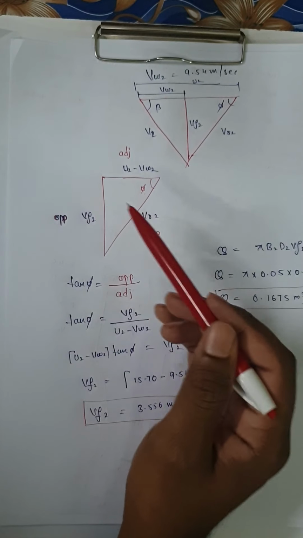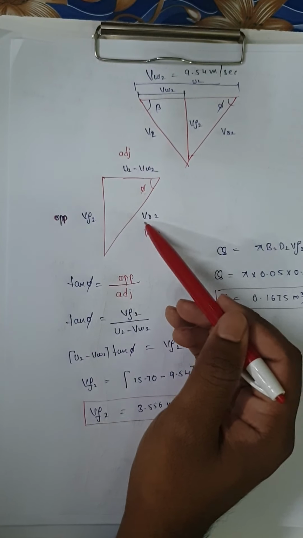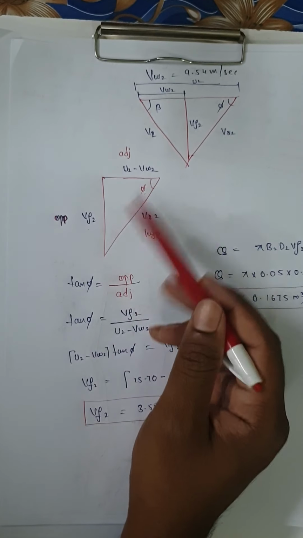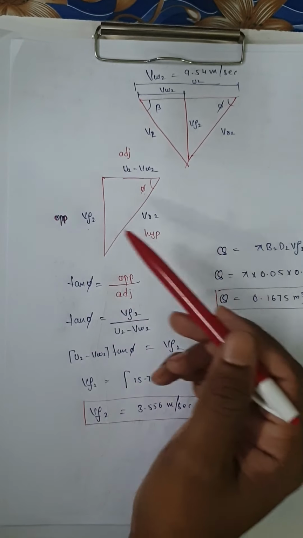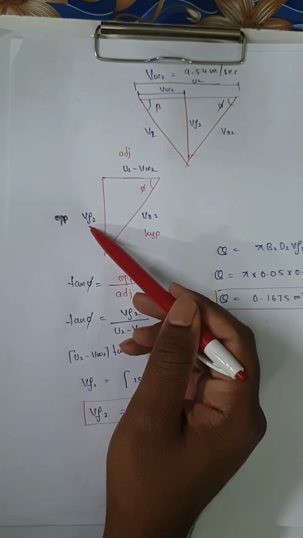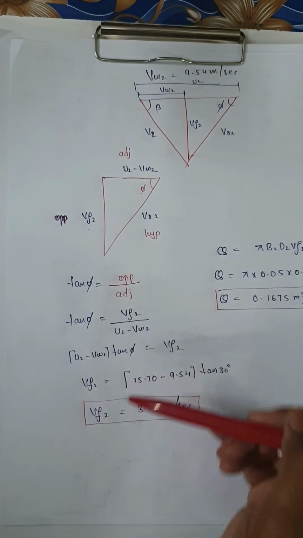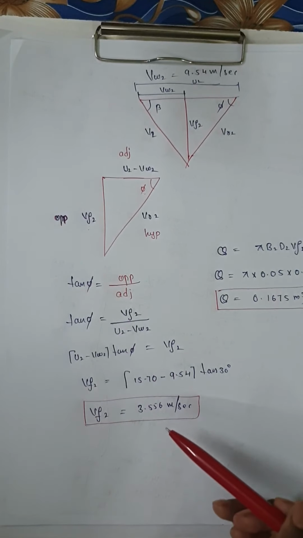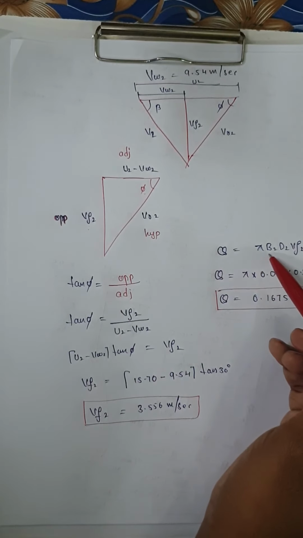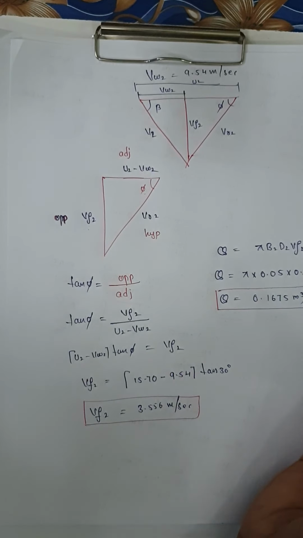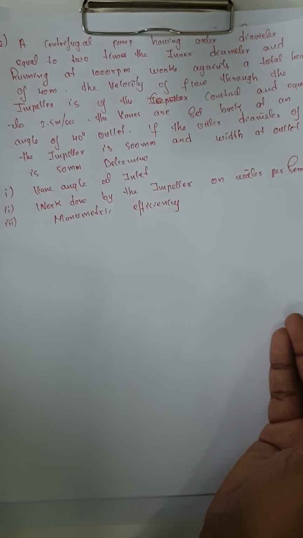Now it's up to your requirement whether you have to find the value of VR2 or VF2. According to that you select and find out. So I need the value of VF2. So opposite by adjacent. If I solve, you get the value of VF2. Then discharge is equal to pi D2 B2 VF2. You will get the value of discharge. Like this you can find out the problems.